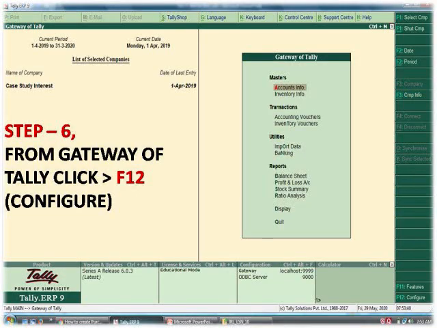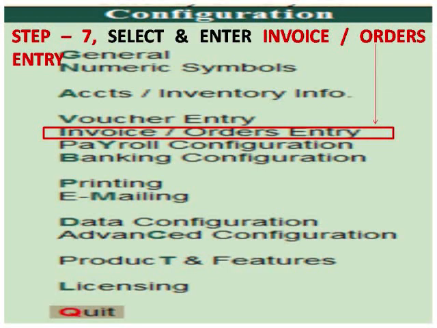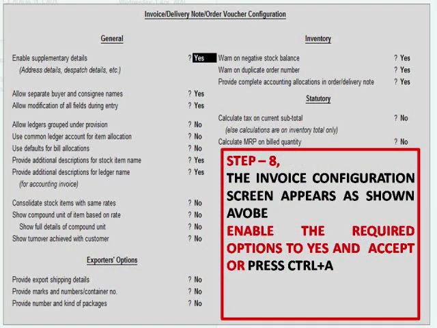Step 6. From Gateway of Tally, click F12 Company Configure. Step 7. Select and enter invoice and orders. Step 8. The invoice configuration screen appears as shown above. Enable the required options to yes and accept or press Ctrl A.